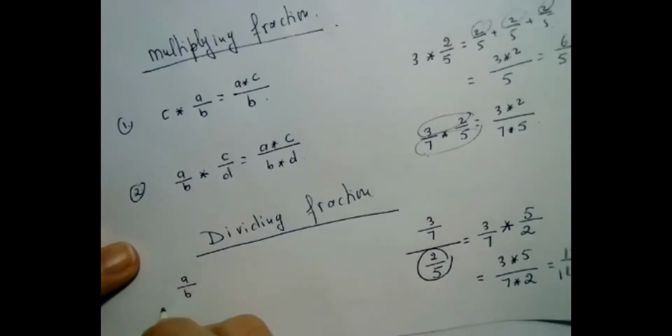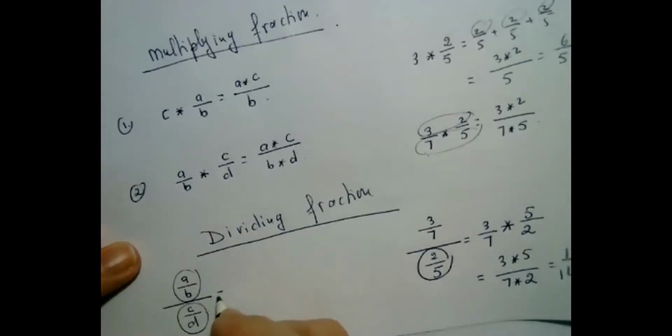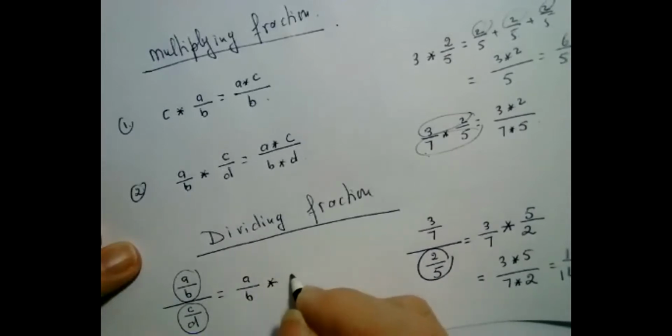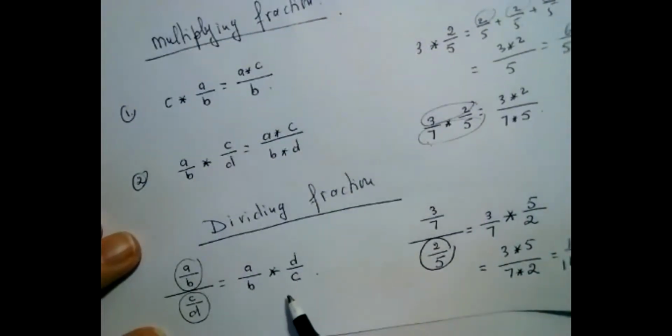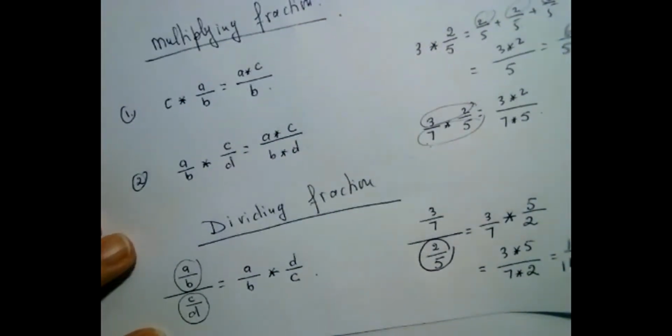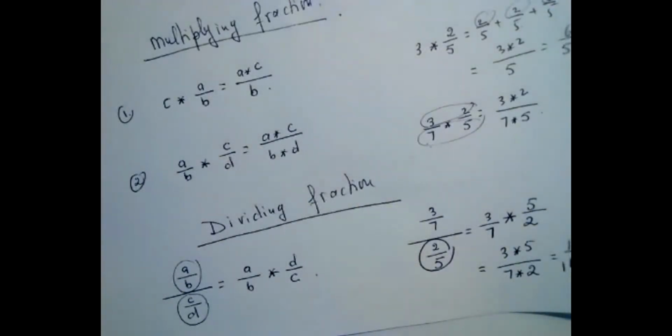Okay, so the rule for dividing fractions like this: A over B, if you divide it by C over D, so that's one fraction divided by another, is equal to the first fraction multiplied by the reciprocal of the second. That's a product now. We know what to do with the product. All right, so those are basic operations on fractions.